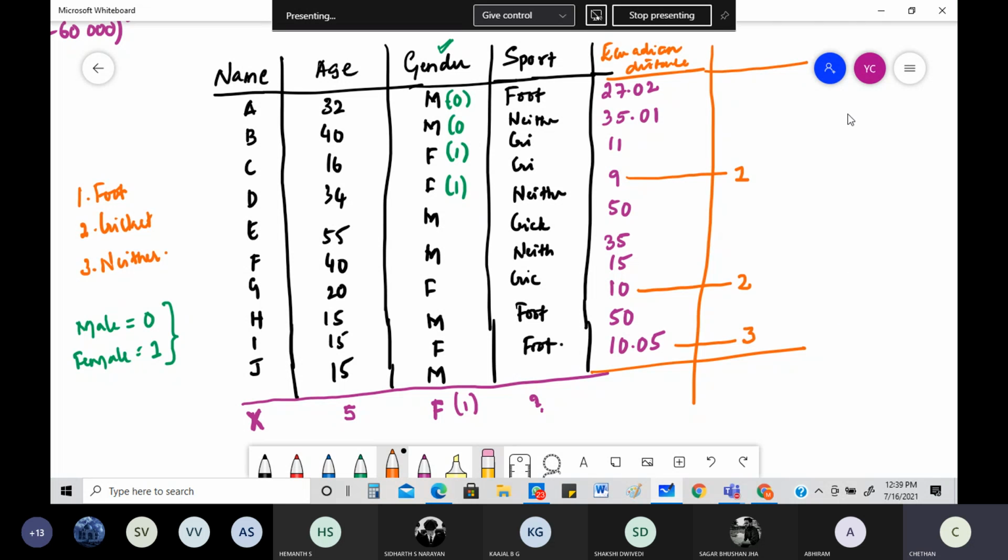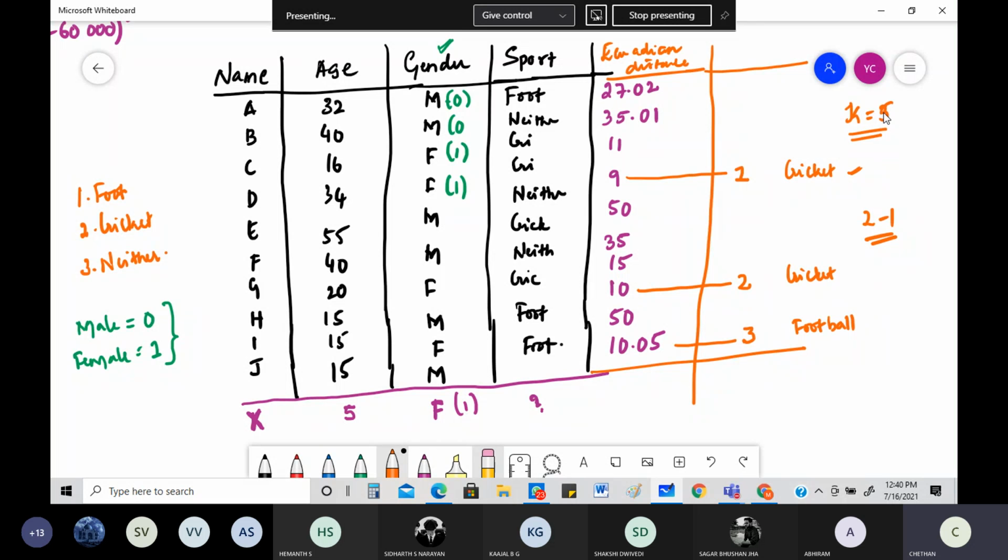See, for k equal to 3, think about it. If I take k equal to 3, 1, 2, 3, I already got my top 3. And what is this 9? 9 represents cricket. What is 10? 10 is again cricket. The third one is playing football. If you take 3, you have a 2-1 combination, so this girl X is going to play cricket. Very simple.